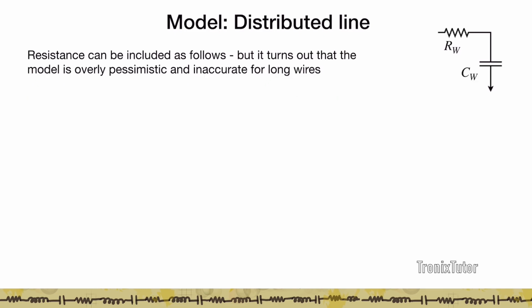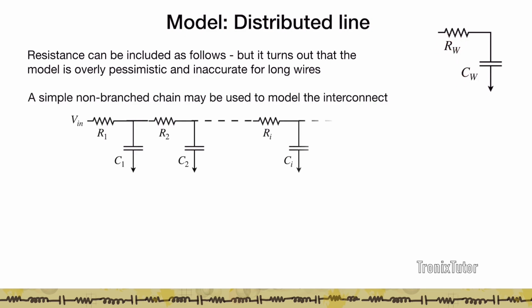Now, when resistance also becomes important, the wire can be thought of as a resistance and a capacitance together. Now, what happens is, as we'll look at shortly, this model tends to overestimate the impact of the resistance. That is, if I just model a long wire as one resistance and one capacitance, it tends to overestimate the delay. So what we typically do is model the wire as a distributed network.